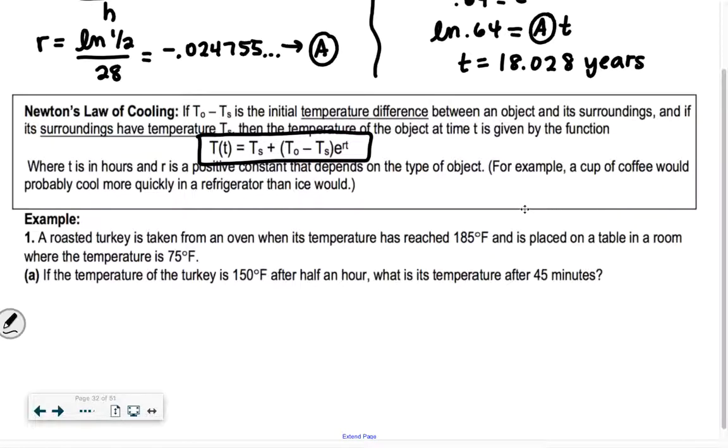Okay. In this formula, we are always going to have t in hours. Did I say this anywhere? Yeah, t is in hours. I did say that.